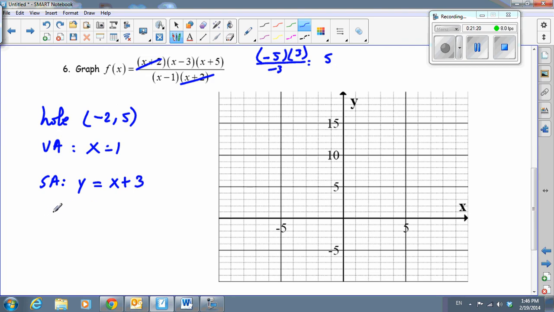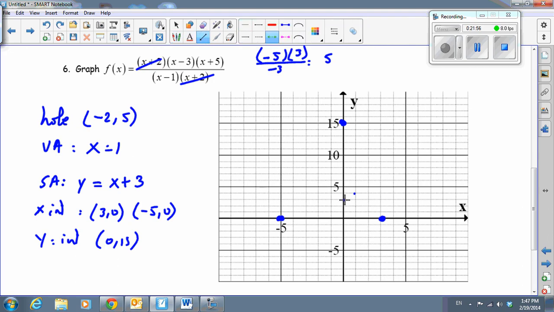Besides the slant asymptote, you also have an x-intercept at 3, 0 and at negative 5, 0. And the y-intercept is at (0, 15). So I have a y-intercept here at (0, 15). I had an x-intercept at (3, 0) and at (-5, 0). I have a slant asymptote at this level.